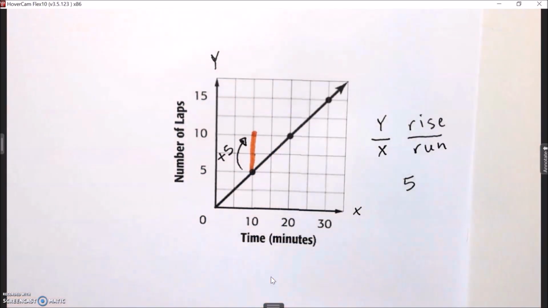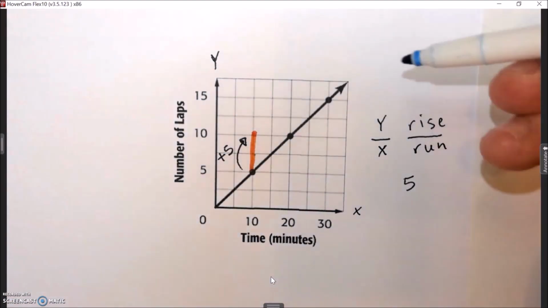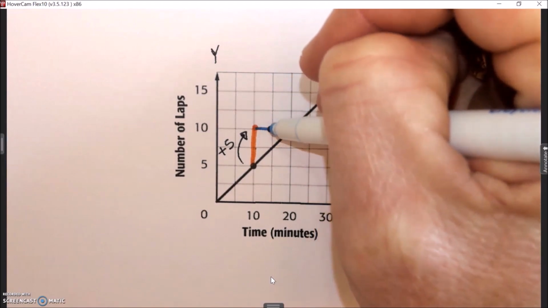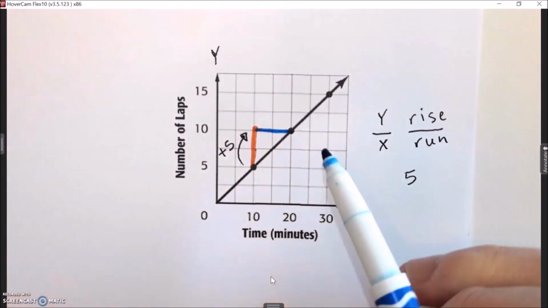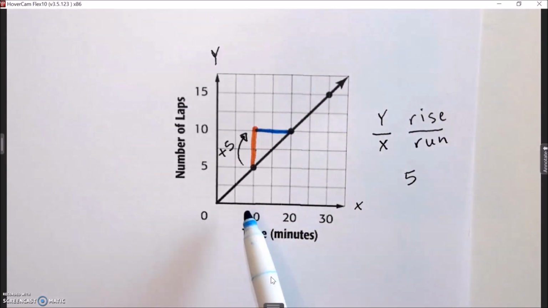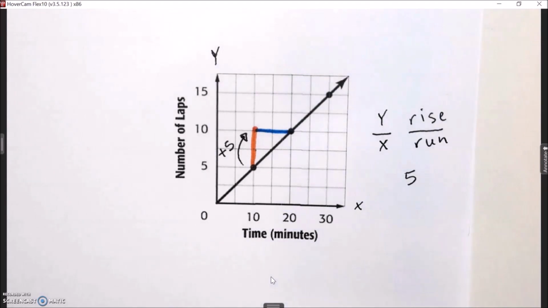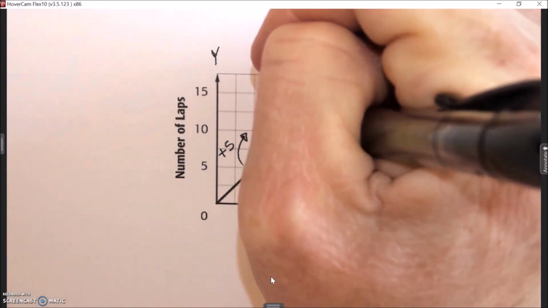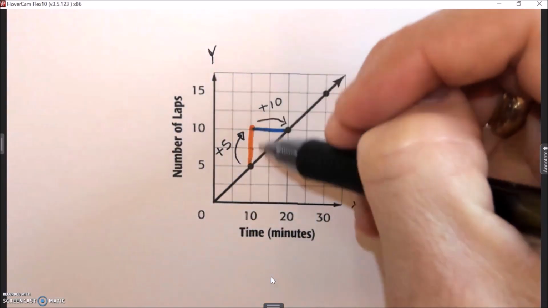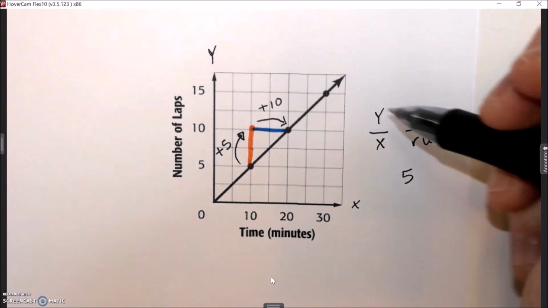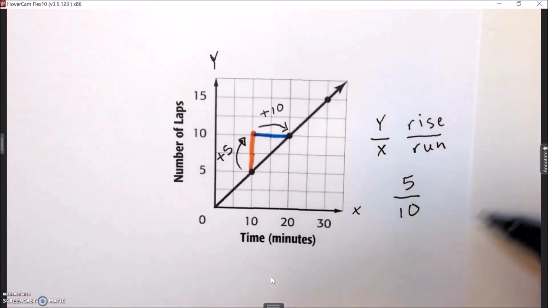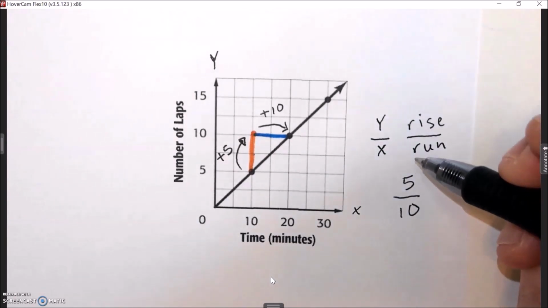Okay? Now next, I have to go horizontal. I got to do the run. I have to do the X. Now I'm going to go from here to here. Well, I just went from 10 to 20. From 10 to 20. What is that an increase of? Well, that's an increase of 10. So my Y increase, or my Y change, was 5. My X change was 10. So here's my ratio, 5 over 10.